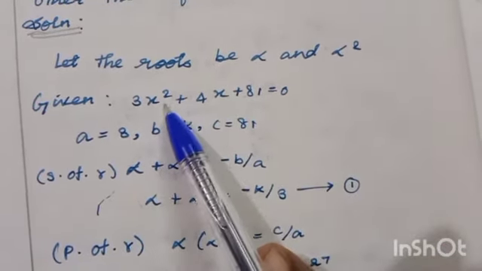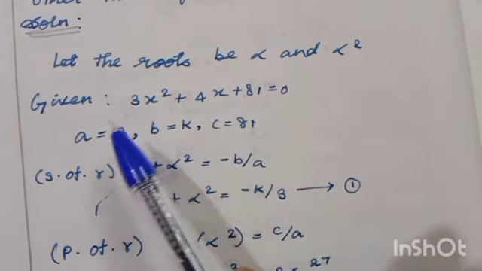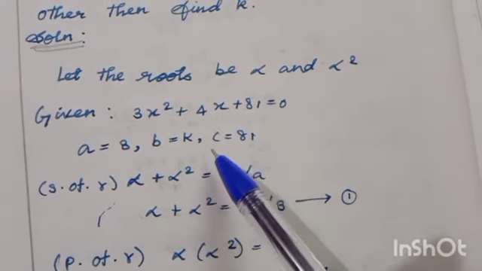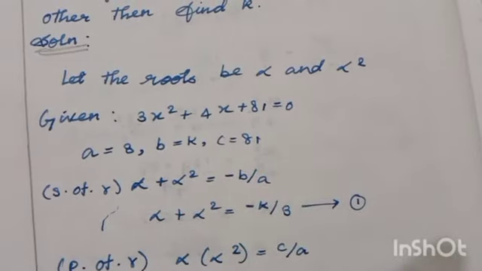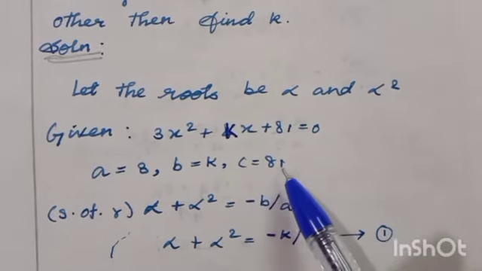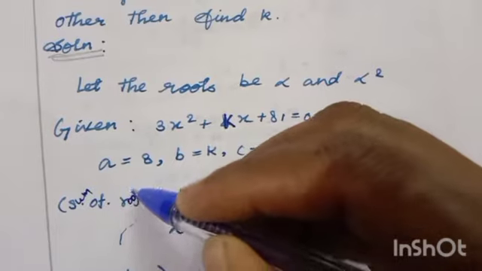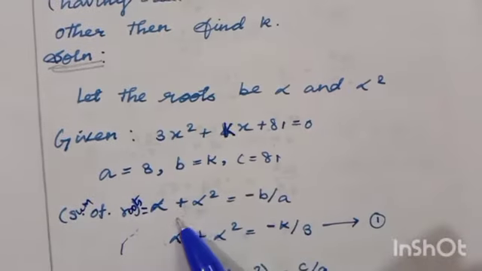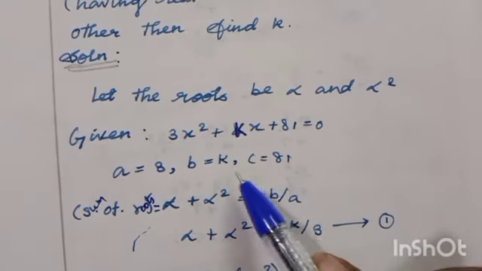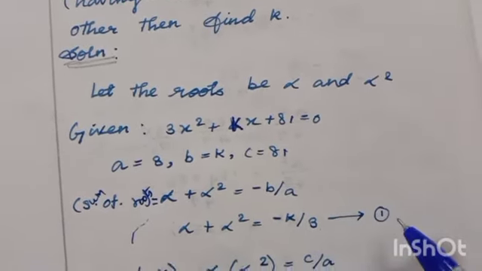Given equation, you have to write: 3x square plus kx plus 81 is equal to 0. Using this you have to find a value 3, b value, listen students, it is k, not 4, it is k. B value is k, c value is 81. So sum of the roots is equal to alpha plus alpha square. So that is minus b by a. Alpha plus alpha square is equal to minus k by 3, a value is 3. It is equation number 1.